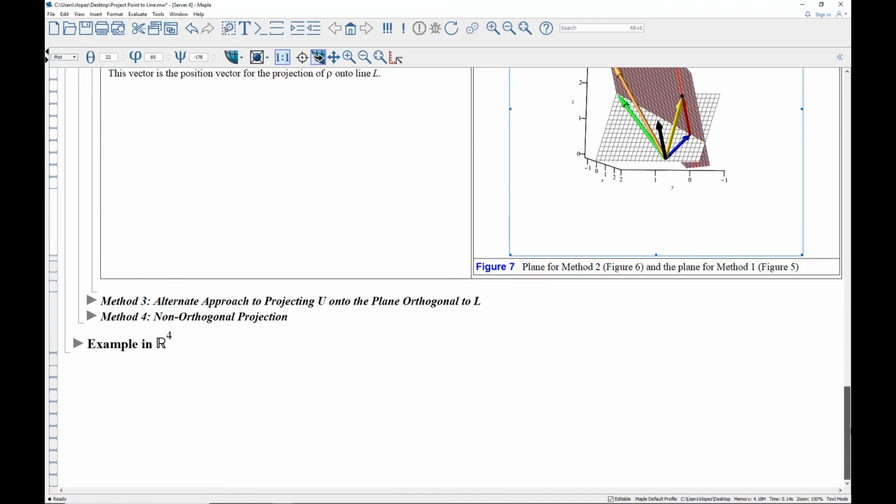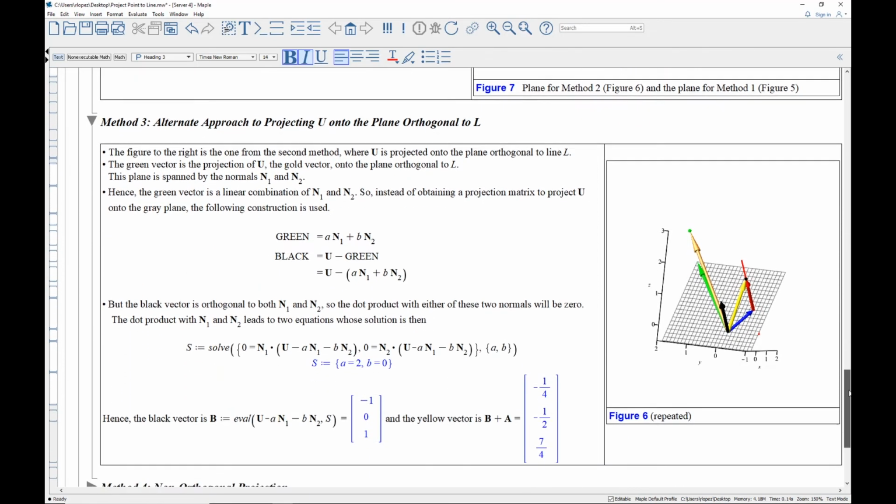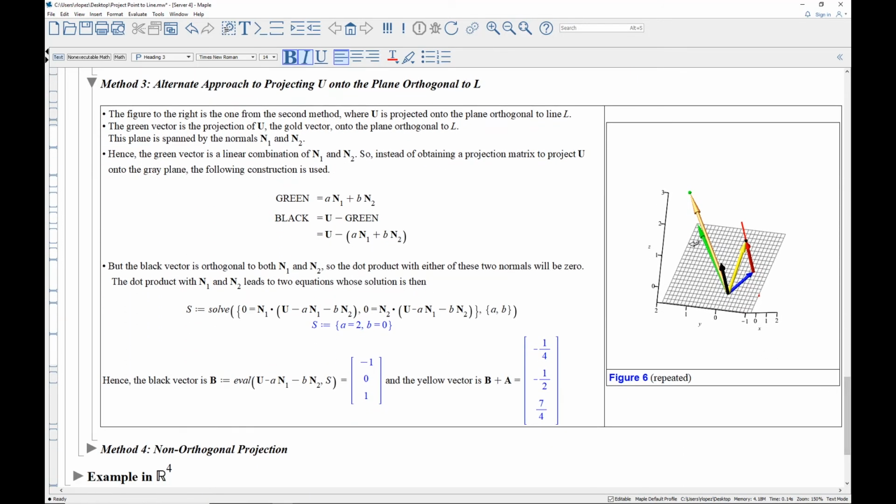Now I'm going to get the green vector by an alternate approach. So this is a different way of getting this green vector. Most of this is the same: line, plane orthogonal to the line, spanned by the two normals n1 and n2. The goal vector is the position vector to the point rho that we want to project. We want to get the projection, this green vector, a different way. So here's how we're going to do it.